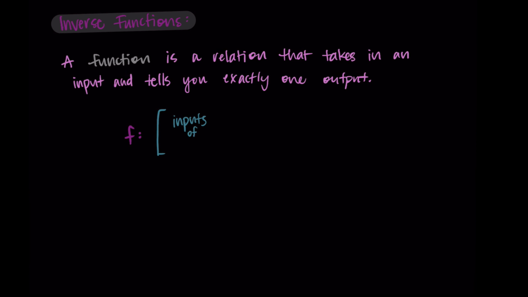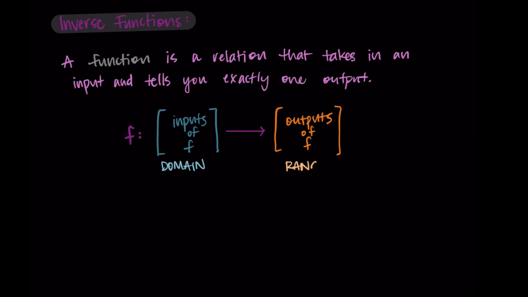Just to illustrate this, I can have my function f. It's taking in this set of inputs, and then it maps those inputs to another set of outputs. So the inputs are the domain of our function f, and those outputs are the range of the function f. We also might write this as f of x equals y. So the function takes in an x and provides out a y.